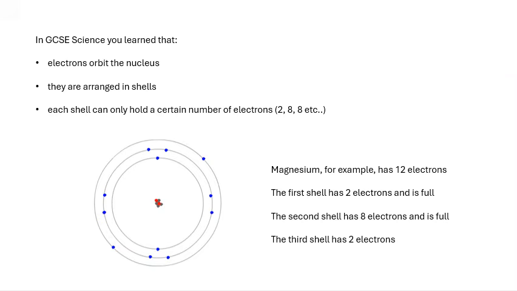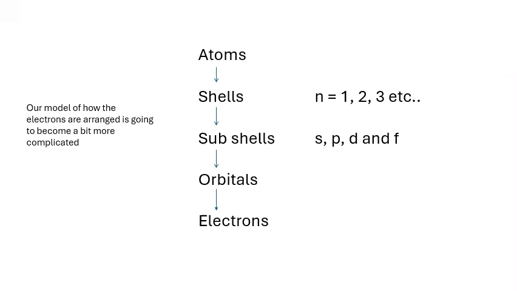We're going to make our model a little bit more complicated. So our model of how the electrons are arranged is getting a bit more complicated. So you've got your atom, and then you've got your shells. We're going to call them 1, 2, 3, etc. N equals 1, N equals 2, etc. But then each shell is made up of subshells, or it might be made up of subshells, as we'll see. So the subshells are called S, P, D, and F. They are the subshells, like shells within shells.